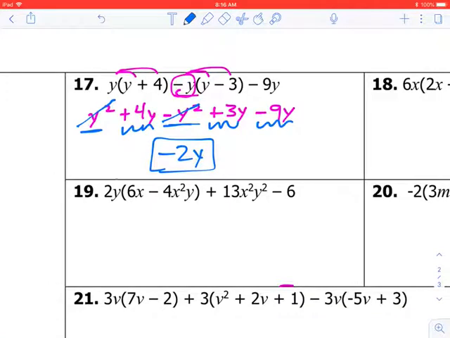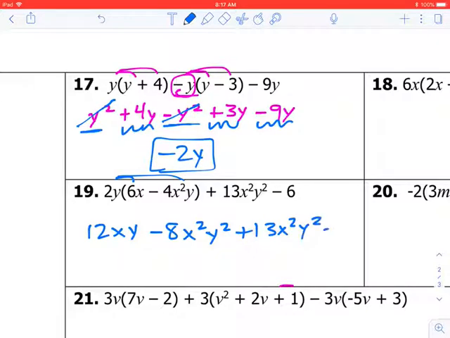So we kind of run into the same thing for number 19. Got one parentheses this time. So there's that. 2 times 6 is 12xy. So y times x or x times y, I always put the x first because it's alphabetical. And then 2 times negative 4 is negative 8x squared. And y times y is y squared. Again, I write the x first. Everything else stays the same. So 13x squared y squared minus 6.